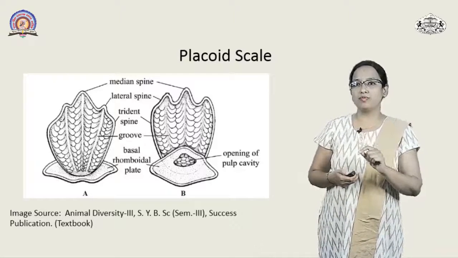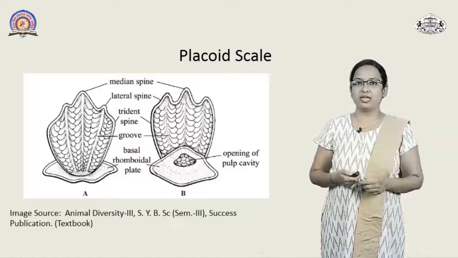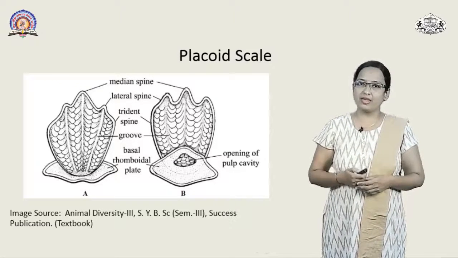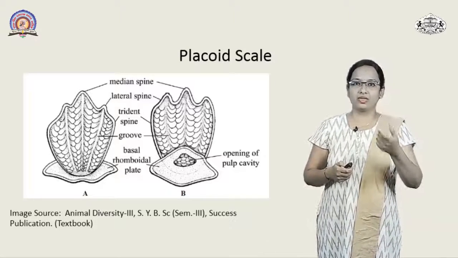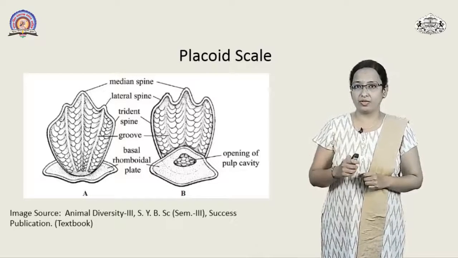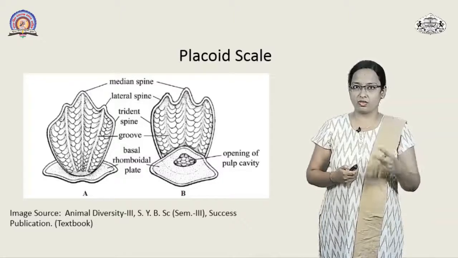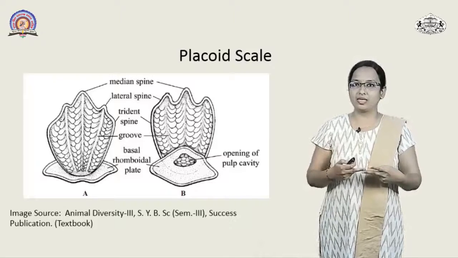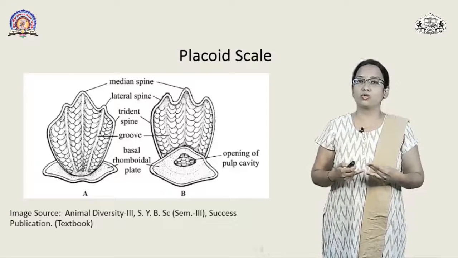Let's see which part is of mesodermal origin. The mesodermal origin part is going to be the basal plate, and the trident spine, or the dentin, is also of mesodermal origin, whereas there is one more structure which will be secreted by the dentin. It will be a coating layer and this coating layer is called enamel or vitrodentin. Now, this vitrodentin is going to be ectodermal in origin. So, we have three structures. One is the basal plate and the other one is dentin. Both are going to be mesodermal in origin, and the third one, vitrodentin, is going to be ectodermal in origin.